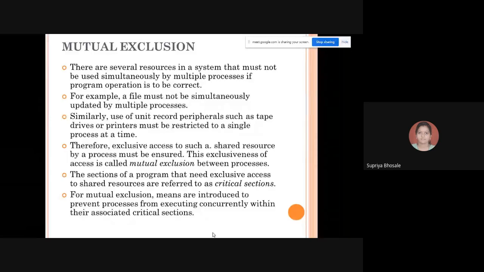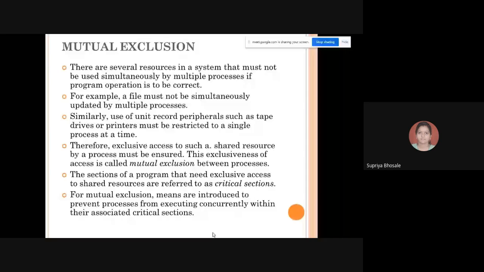So here there are several resources in the system that must not be used simultaneously by multiple processes if program operation is to be correct. For example, a file must not be simultaneously updated by multiple processes. Similarly, use of unit record peripherals such as tape drives or printers must be restricted to a single process at a time.